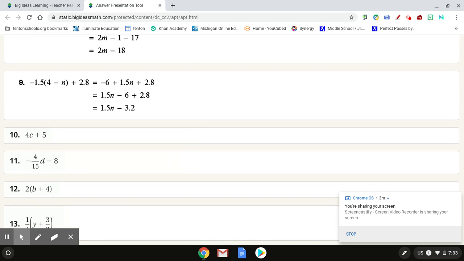And here, don't forget, it's negative 1.5 times negative n. So negative times negative is a positive. So that's why there is a positive 1.5n. Okay, because we took this and times it by the negative n. And then, of course, a negative times a positive 4. That's why they have negative 6.